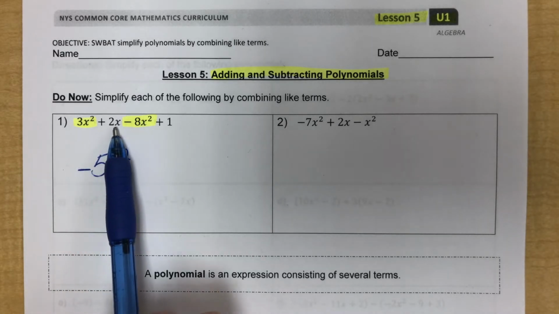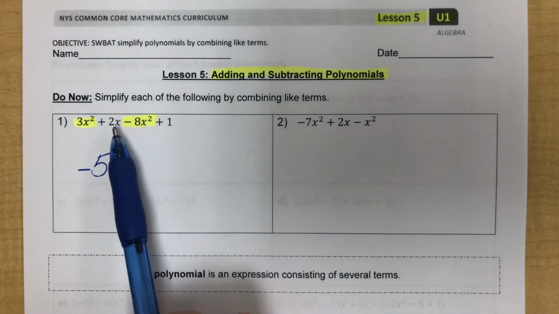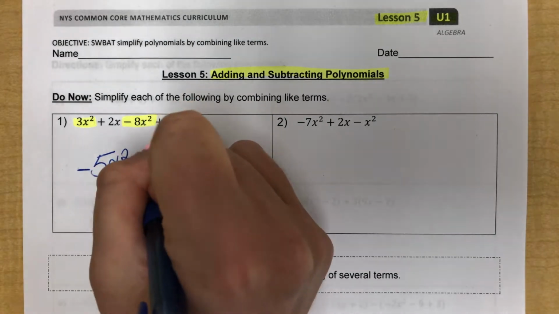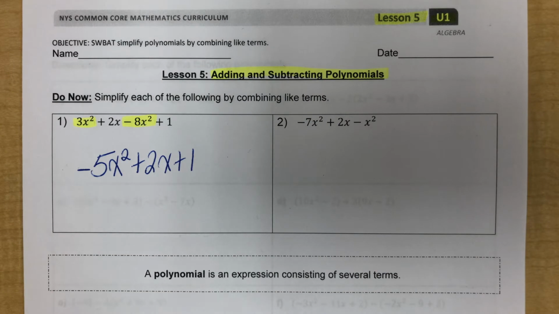2x has the variable x, and this number 1 does not. So these are not like terms, which means I can't combine them together. So they just drop down and they're a part of my final answer. So I'm just going to add on that plus 2x, and then I'm going to bring down and add on that plus 1. And that would be my answer to number 1.